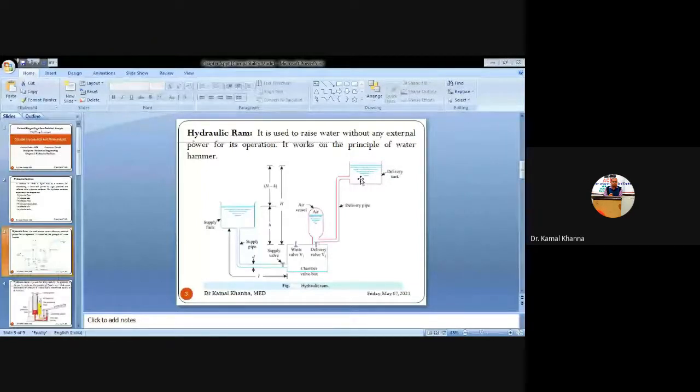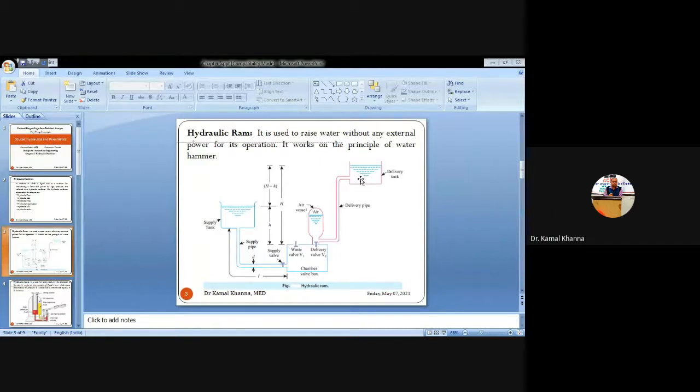So the air vessel is always used to prevent the occurrence of water hammer in the delivery pipe, and it also reduces the fluctuations in the flow rate, because if there are fluctuations or water hammer, there will always be chances of corrosion or wear and tear to the inner surface of the pipe. This may reduce the life of the pipe and also generate some porousness in the pipe, and hence there may be chances of leakage in the supply tank as well as in the delivery pipe.